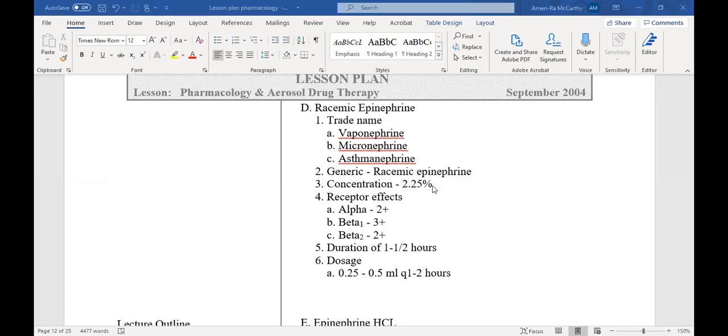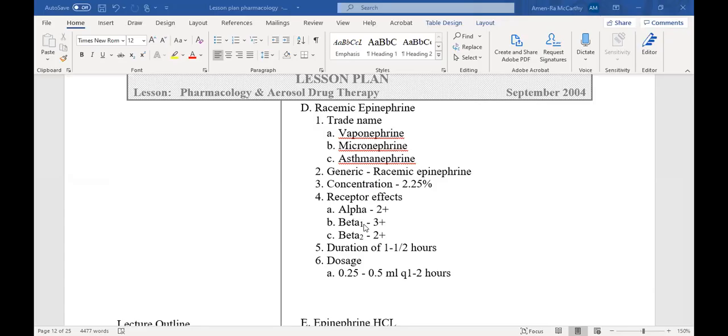2.25% solution. Now, let's look at the receptor effects of this one. Ms. Cummings, what type of bronchodilation will I have with racemic epinephrine? +2. +2, so mediocre. I'm not going to take racemic epinephrine for bronchodilation. I'm more going to use this one. What do you think we're going to use this one for? Cardiac. Well, it's going to give me some cardiac issues, yeah. But for mainly what?